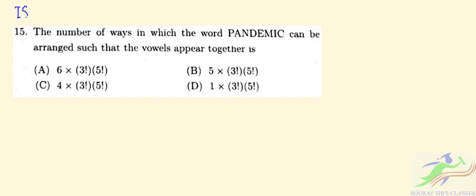So this question is from ISI MSQE 2022. The question is question number 15. The number of ways in which the word pandemic can be arranged such that the vowels appear together is. So first of all we have the word pandemic.